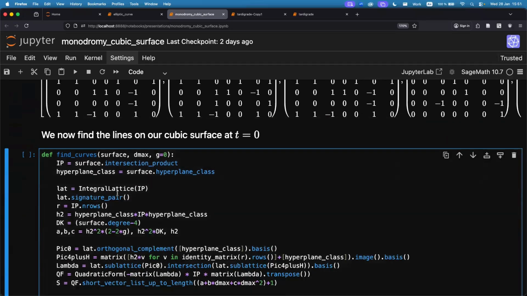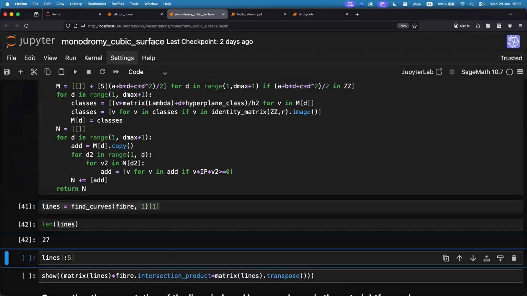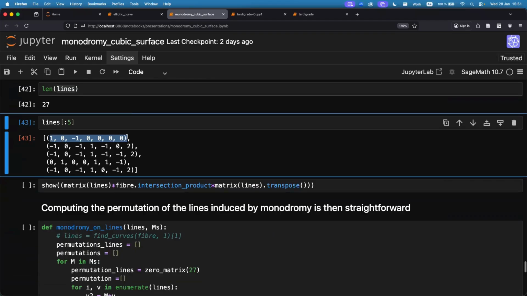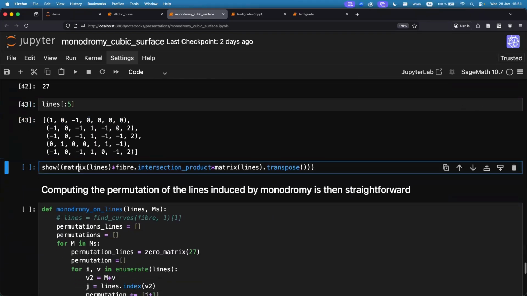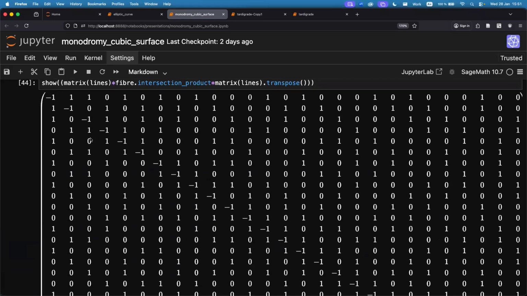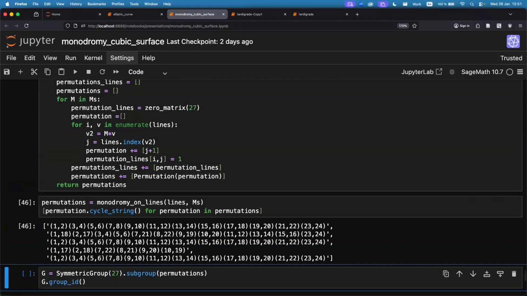Now it's just about finding these 27 lines, which I can do by finding the classes that have the correct intersection pairings. And I find these 27 lines as expected. The first 5 are given by this. So this is a coordinate vector in whatever basis of the space of 2 cycles of my surface I've chosen. This is the intersection or the incidence matrix of all these lines. In case you want it, this is data that you just have.